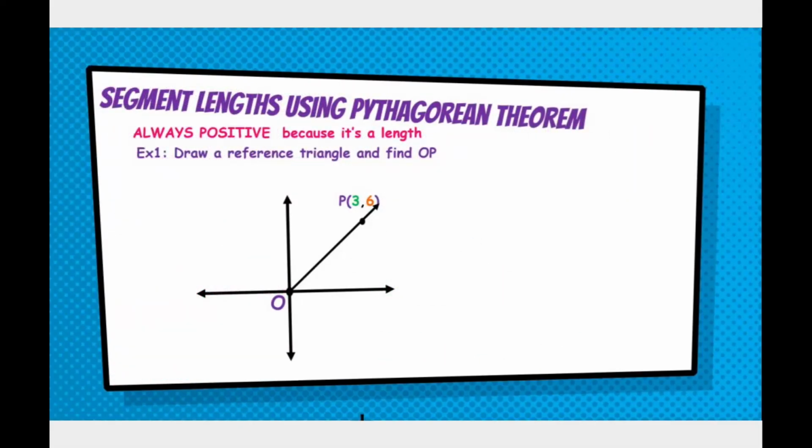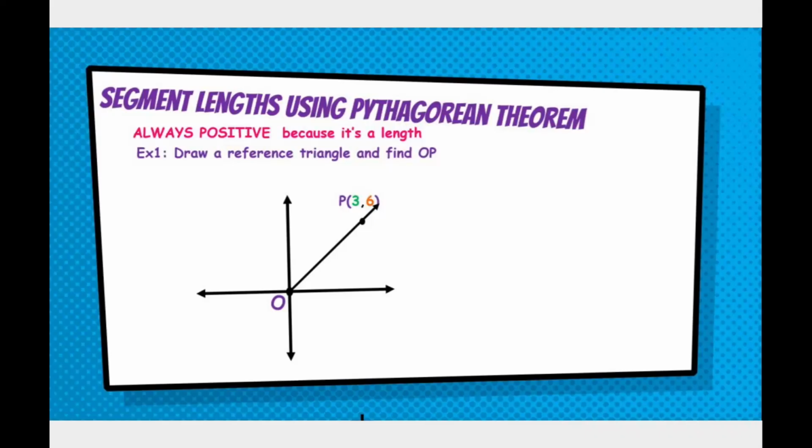So let's look at this example where we're trying to find a side called OP. Here we have a terminal side that looks like what before the break we would sketch. This is in quadrant 1, obviously. We have a point at 3, 6. And I'm going to draw a reference triangle. So we did that last semester.